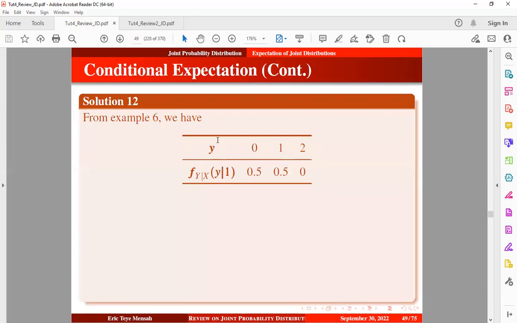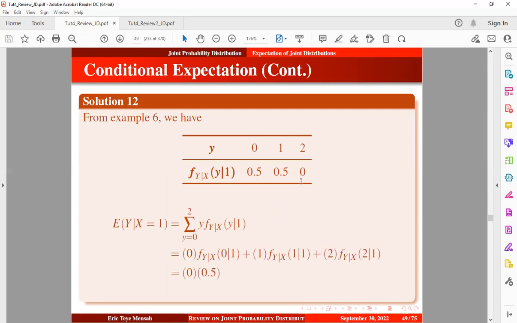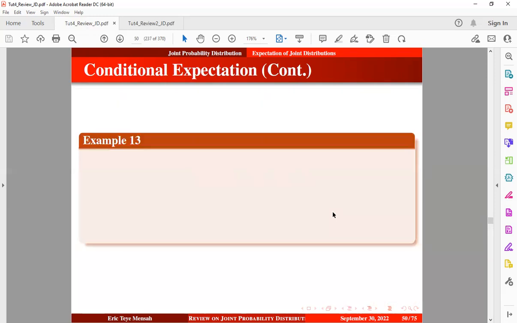So from example 6, we obtain this, okay? Now I want to find the expectation of y given that x is equal to 1. So basically, we're going to take the product of this and that, and add it to the product of this and that, and add it to the product of this and that, okay? So here we go. So we obtain this, okay? And once you calculate this, you obtain this. Quite simple. All right, now let's take a look at another example.